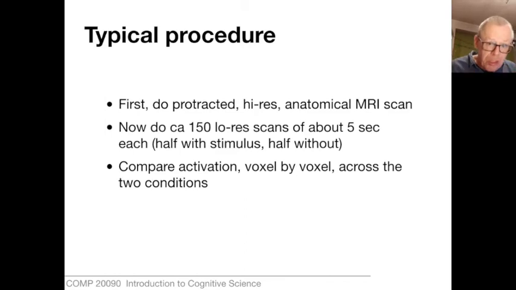Having done multiple scans in each condition, we can then compare the blood flow, that's what I've written here as activation, on a point-by-point basis. Now, in a digital picture, you're familiar with the pixel. That's the individual point out of which digital pictures are built up. Well, MRI and fMRI are dealing with three-dimensional volumes, so we use a unit called a voxel. That's a small cubic-like unit. Instead of a square like a pixel is, it's a cube. And we compare them voxel by voxel across the two conditions.